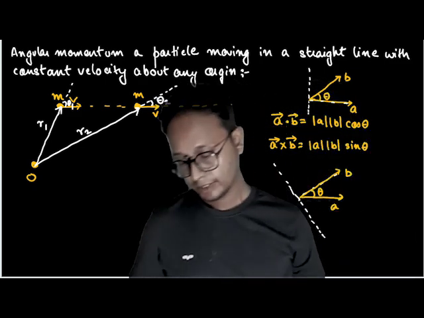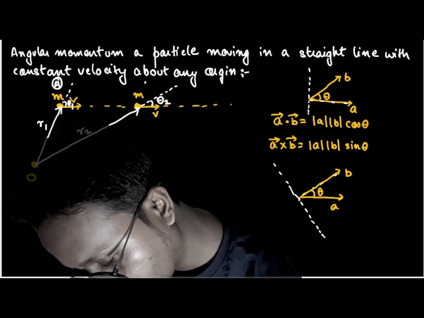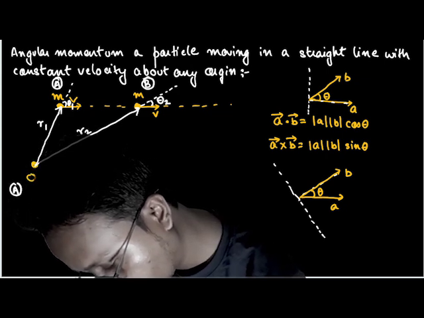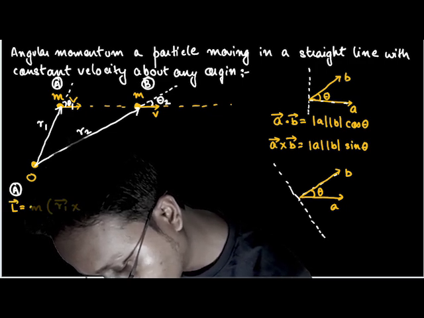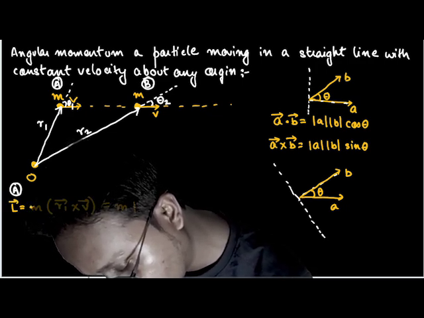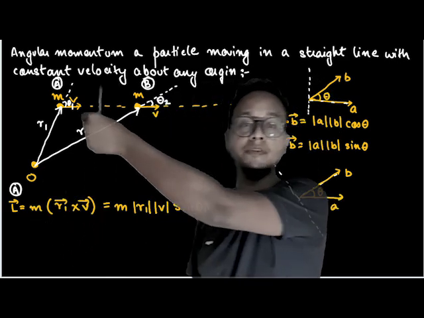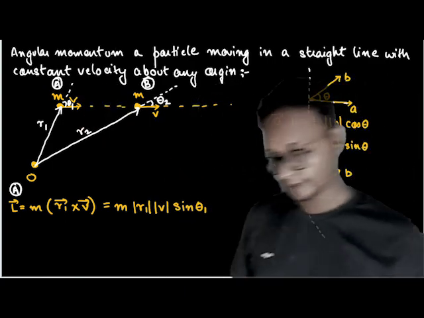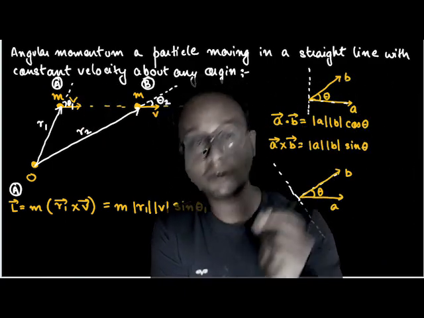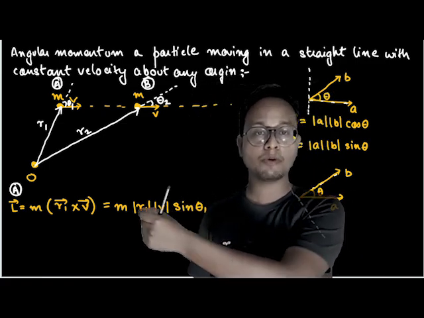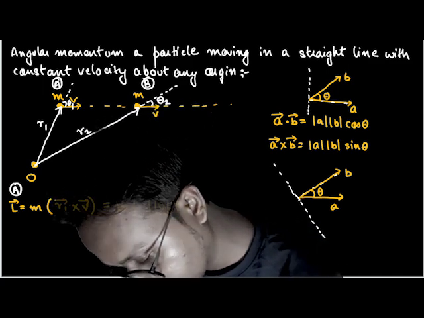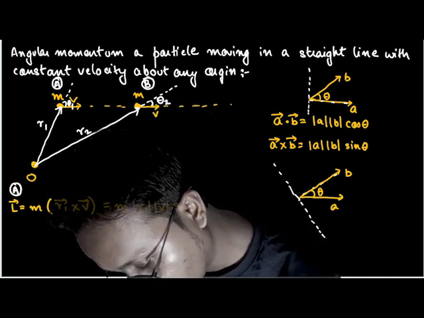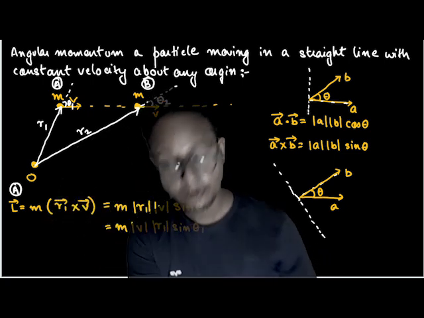So let's say this point is A and this point is B. Angular momentum at A is nothing but m into r1 cross v. Or I can say this is m into the magnitude of r1 into the magnitude of v into sine theta 1, where theta 1 is the angle between v and r1. Now if I just rearrange these variables, interchanging the positions, this is nothing but m into v into r1 sine theta 1.